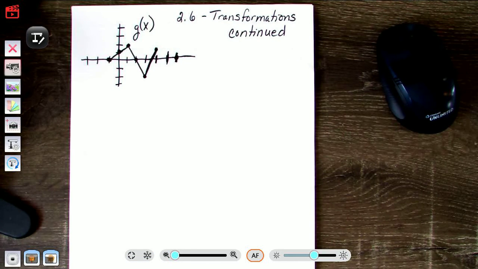Hello everyone, this is section 2.6 continued. I am going to go through a couple more transformations. I just want to make sure we see the things happening.